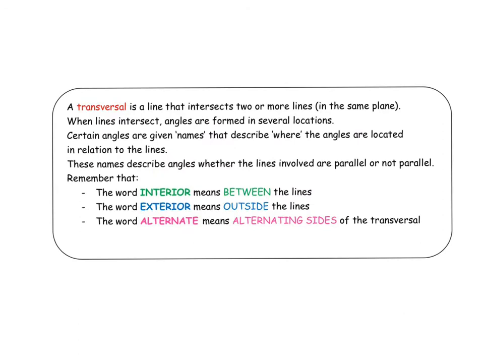Before starting, we need to know the meanings of some names. For example, interior means between these two parallel lines. Exterior means outside the lines. When we say alternate, it means having opposite sides of the transversal.